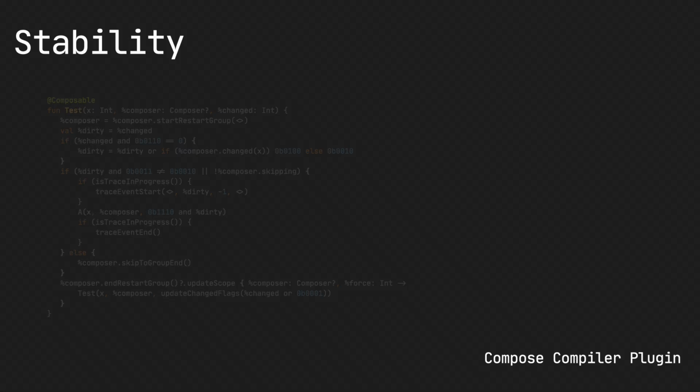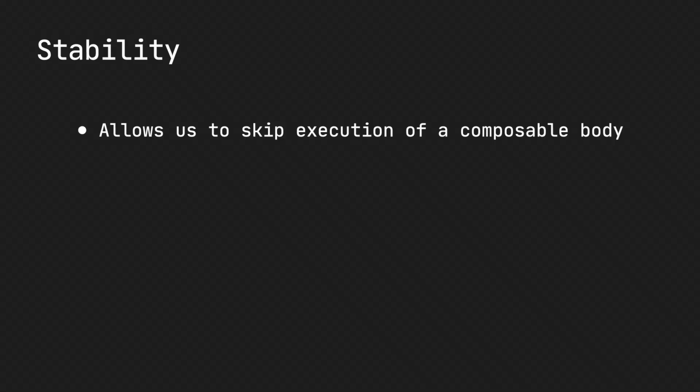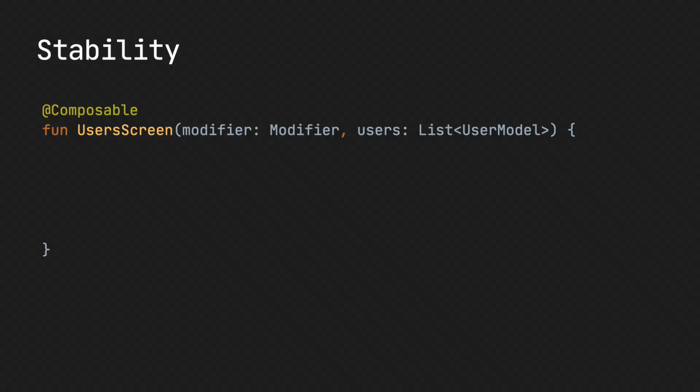In this video, we're going to look at what stability means in the Compose Compiler plugin and how it infers it by looking at a type. Stability is really helpful because it allows us to skip the execution of a composable body. Let's look at an example of stability.